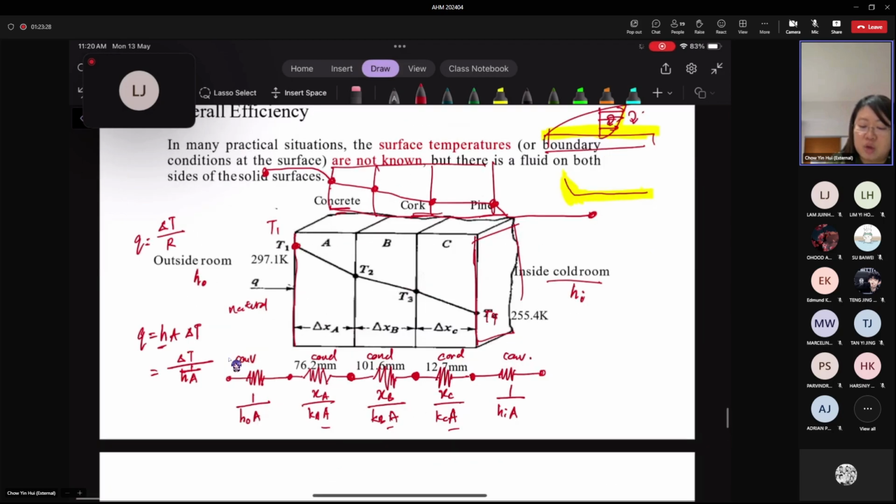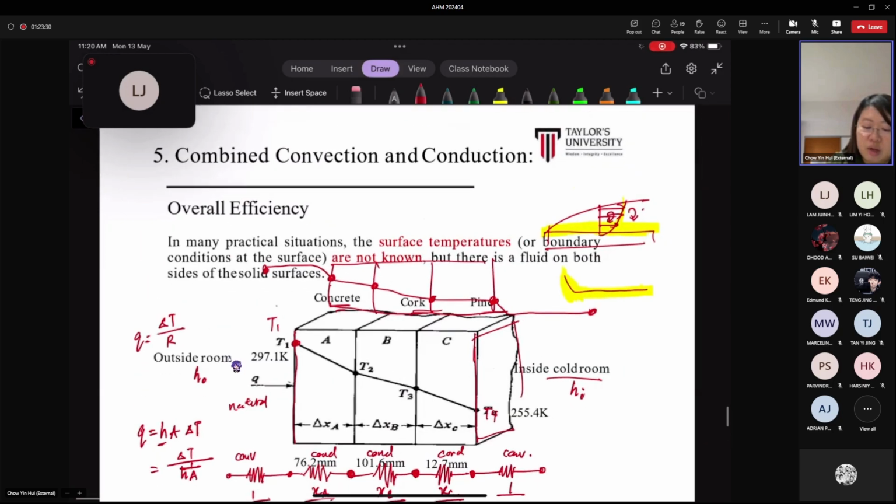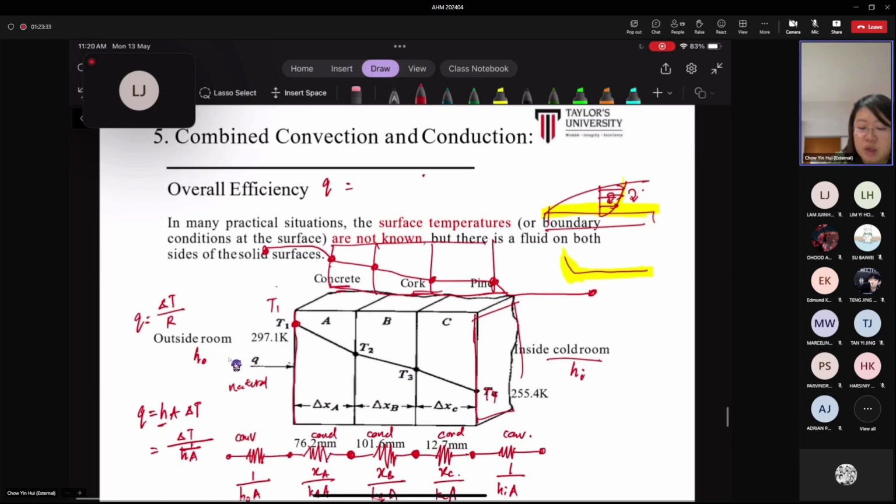So which means for this one then, your rate of heat transfer will be T1 minus T4 divided by 1 over hiA plus xA over kA. So the sum of the individual resistances through each layer then. Right, so xC over kC multiplied by A, plus 1 over hoA.